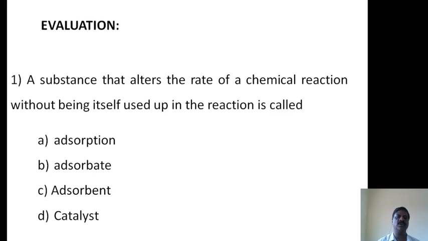The first question: a substance that alters the rate of a chemical reaction without itself being used up in the reaction is called. There are four options: A, adsorption; B, adsorbate; C, adsorbent; and D, catalyst. I will give just 10 seconds for you. You have to select the correct answer.